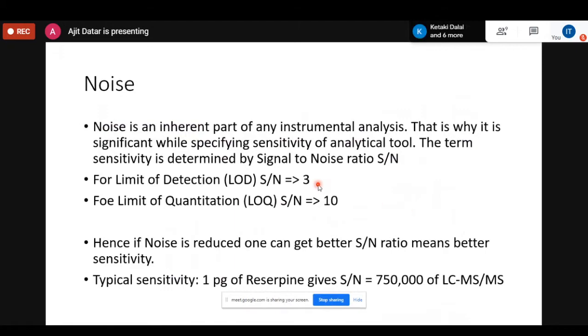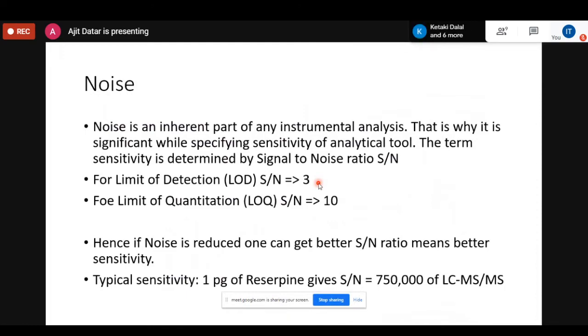So for limit of detection, signal to noise ratio has to be equal to or more than 3. When signal to noise ratio is more than 3, we can say we can detect. We cannot say we can quantify. Unless and until signal to noise ratio is more than or equal to 10, we cannot do quantification properly. So there are these two limits which are very important: signal to noise ratio of 3 for limit of detection, and signal to noise ratio of 10 for limit of quantitation. Hence, if noise is reduced, one can get better signal to noise ratio, meaning better sensitivity.